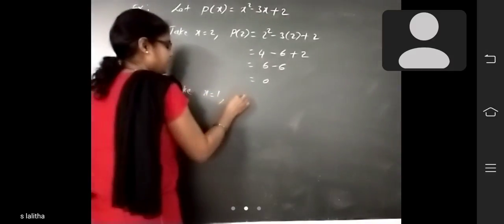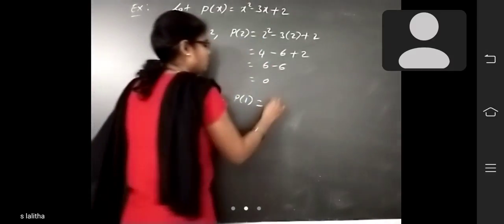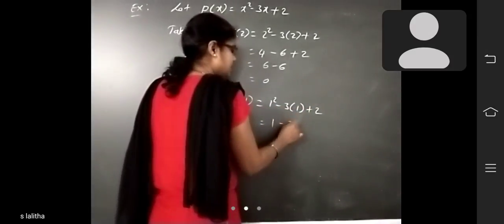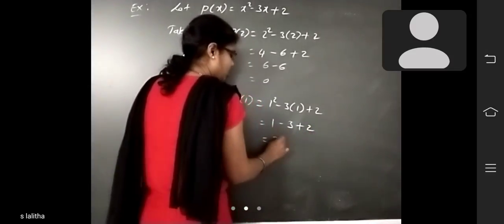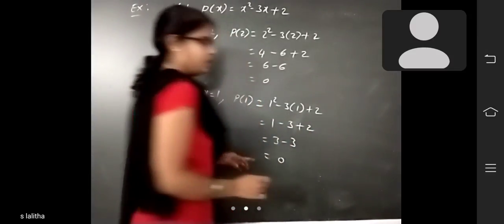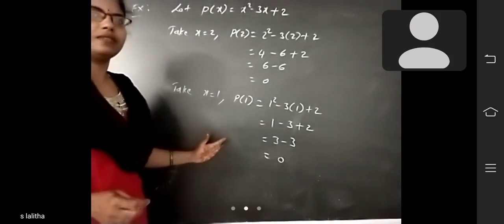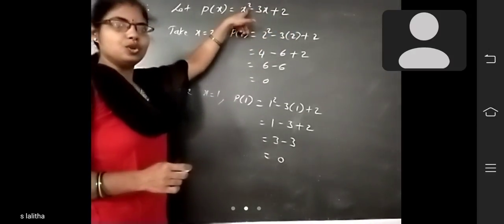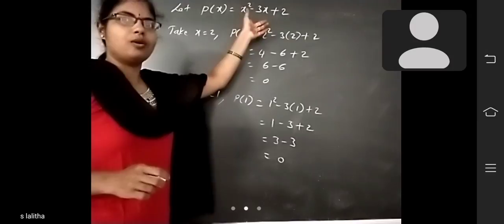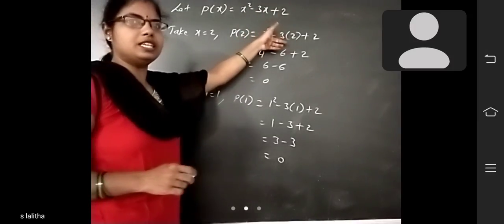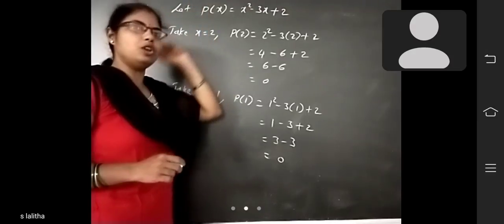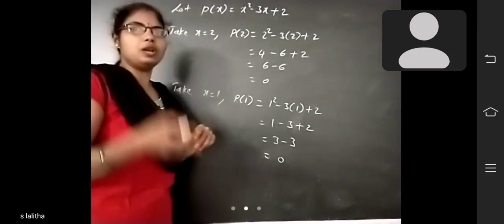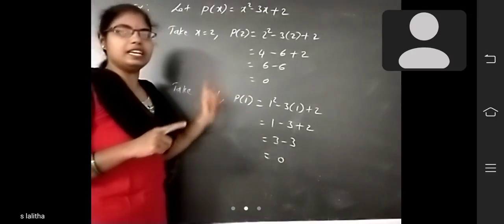Next, take x is equal to 1, then p of 1 equal to 1 square minus 3 into 1 plus 2. 1 square means 1, 3 into 1 is 3, plus 2. 1 plus 2 is 3, 3 minus 3, how much? 0. So we will get zeros or not? So here which polynomial is it? Here the highest degree is 2. So which type of polynomial is this one? Quadratic polynomial. So a quadratic polynomial has degree 2. That's why we are getting 2 zeros. For a linear polynomial only 1 zero. For a quadratic polynomial we are getting 2 zeros.